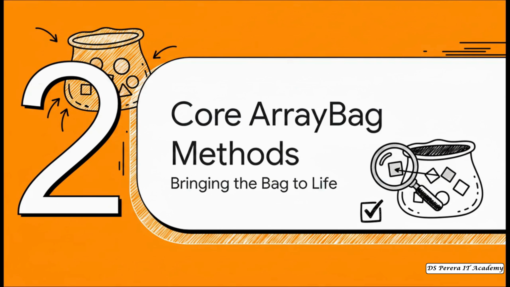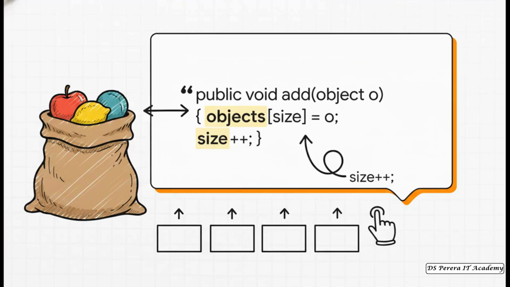Okay, with our variables all set up and ready to go, it's time for the fun part. It's time to actually bring this bag to life by implementing its core behaviors, the methods we promised to create. We're going to start with the most fundamental operations, adding a new item to the bag, and checking if a particular item already exists inside it. The add method is just beautiful in its simplicity.